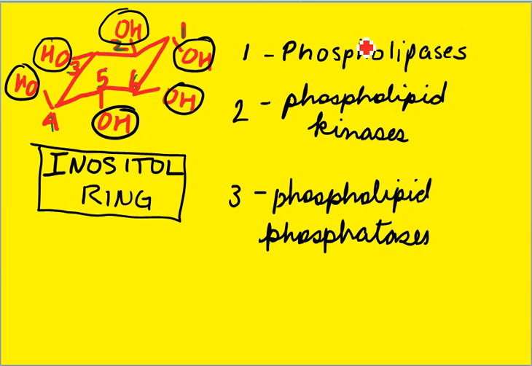So these are the key players: phospholipases, phospholipid kinases, and phospholipid phosphatases. What do these things do? Let's look at them in a little bit of detail right now. So phospholipases.